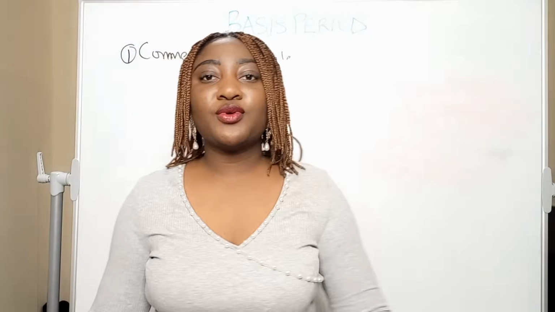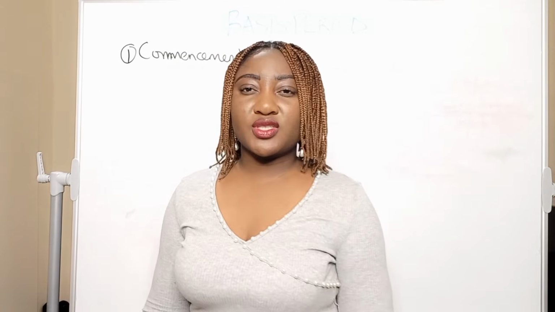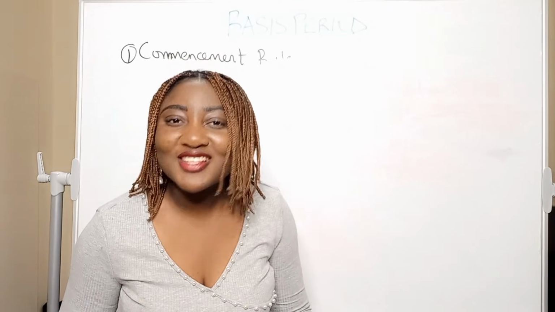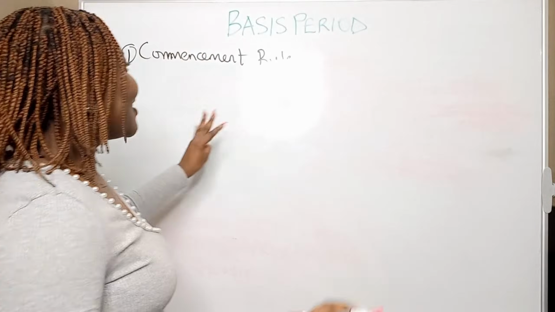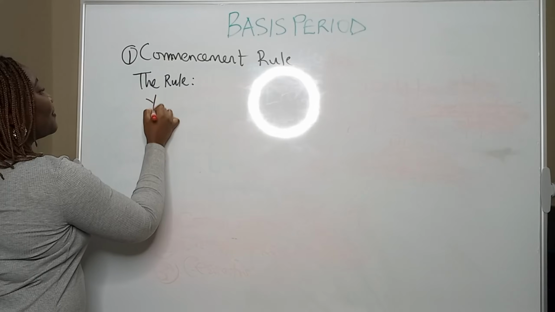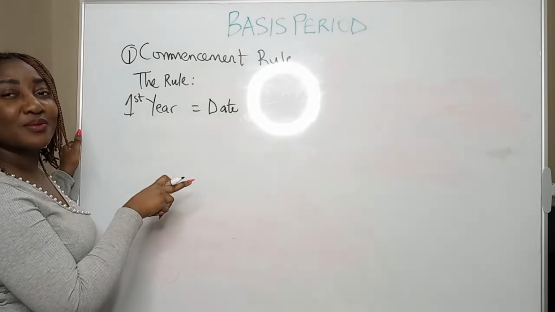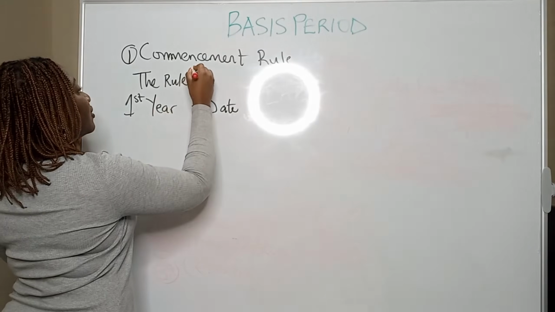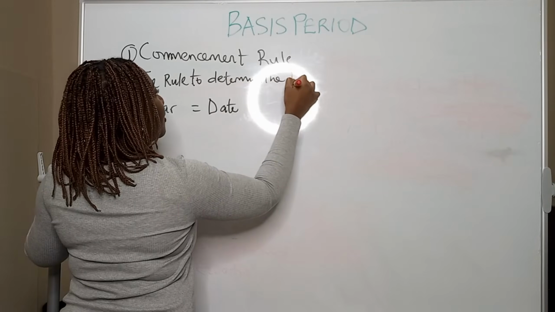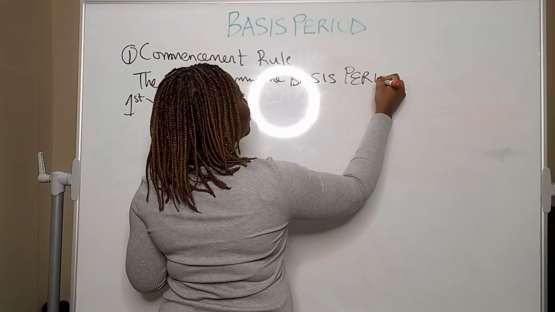I've done a video on this in August of 2021, and the video is on this channel, but that's the old rule. So don't watch that because it's completely different. This one is very straightforward. When a business commences operation, the rule is that the first year is equal to date of commencement. We're trying to get the basis period. The rule, let me write it, to determine the basis period. Looks complicated, but it's easy when we start solving now.